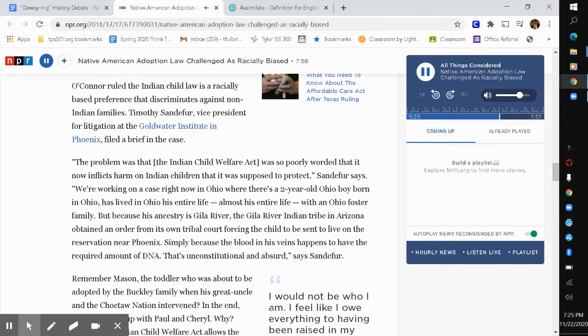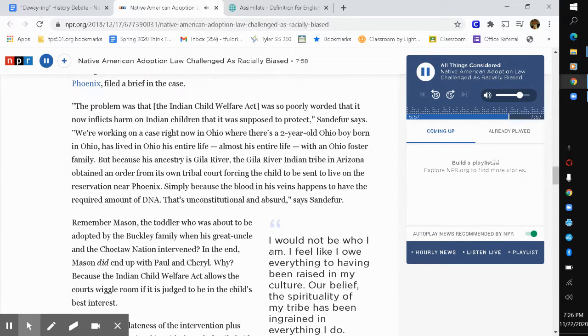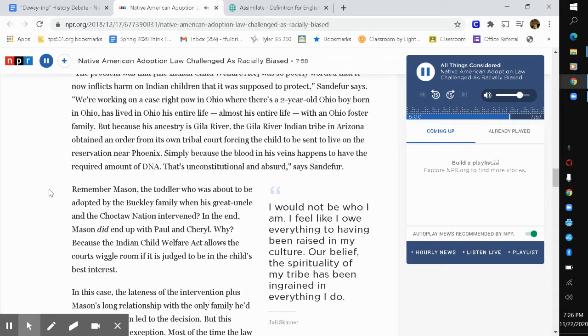We're working on a case right now in Ohio where there's a 2-year-old boy born in Ohio, has lived in Ohio his entire life, almost his entire life with a foster family, but because his ancestry is Gila River, the Gila River Indian tribe in Arizona obtained an order from its own tribal court forcing the child to be sent to live on the reservation near Phoenix simply because the blood in his veins happens to have the required amount. That's unconstitutional and absurd.